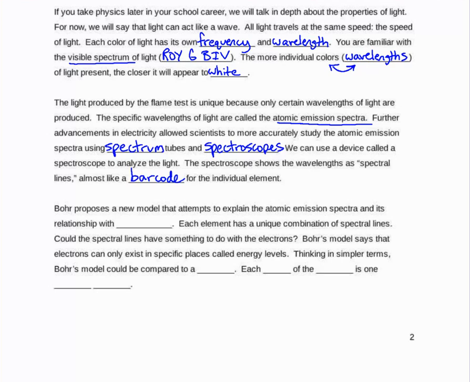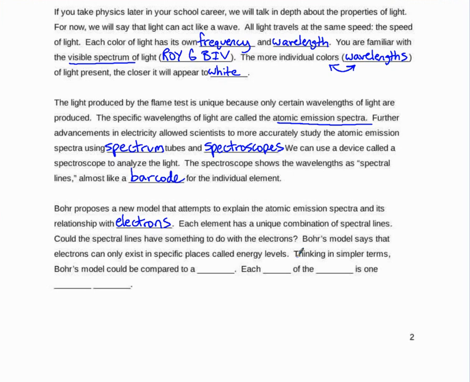Bohr proposes a new model of the atom that tries to explain the atomic emission spectra and its relationship with electrons. Each element has this unique combination of spectral lines. Could the spectral lines have something to do with electrons? Are they somehow related? Bohr's model says that electrons can only exist in specific places, called energy levels.